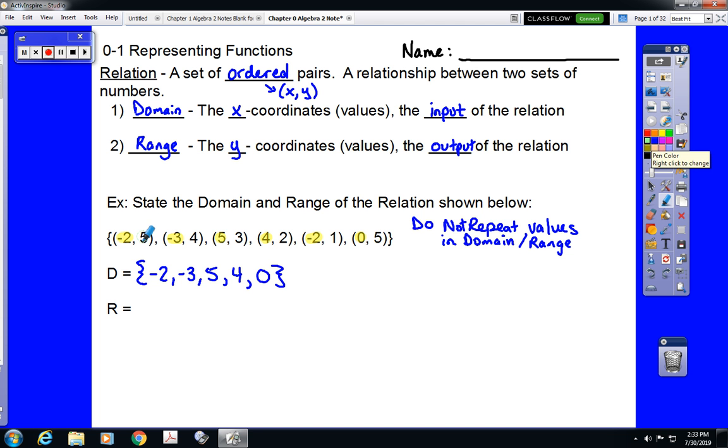The range consists of the y values. That's the second number in each ordered pair. So same deal, those numbers right there. We're going to list those in order. It doesn't matter to me whether that order is smallest to largest or order of appearance. I'm going to do order of appearance. And again, we do not repeat. So that second 5 would be ignored. That's how we do the domain and range.